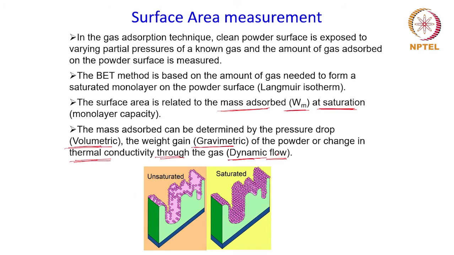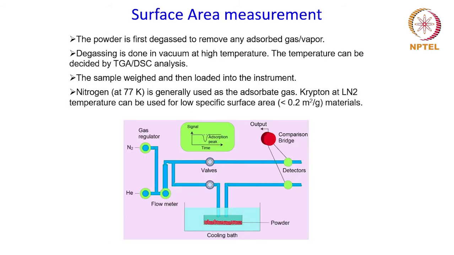Okay, so these are the different methods which can be used in the gas adsorption technique to measure the amount of gas that is adsorbed at saturation when the monolayer is formed. And if you look at the instrument which is used for this, here is a schematic of the same. Here you can see the very basic parts of the instrument.